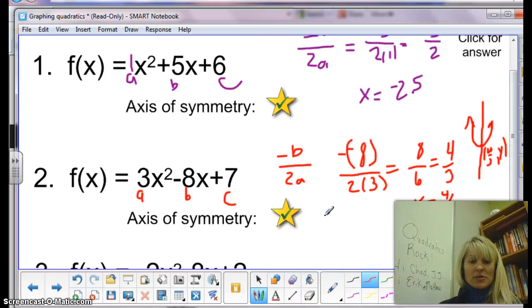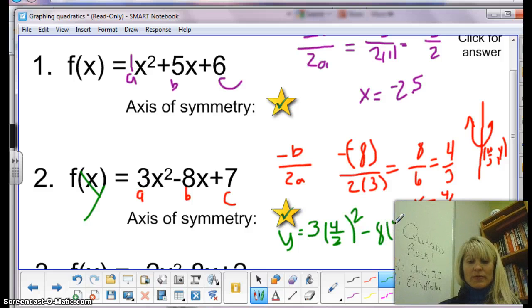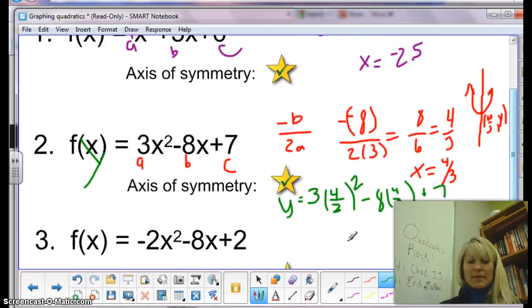So I would take this equation here, and I would have my 3, and then I know x is 4/3. So I would do 3, and then I would have 4/3 squared. And remember, f of x is also the same thing as y equals, so we can put a y equals here. And then I have negative 8 for x. I'm going to put in 4/3. And then we have plus 7. Okay, so then I need to do a little simplifying there. So I have 3, and then I square both of these.